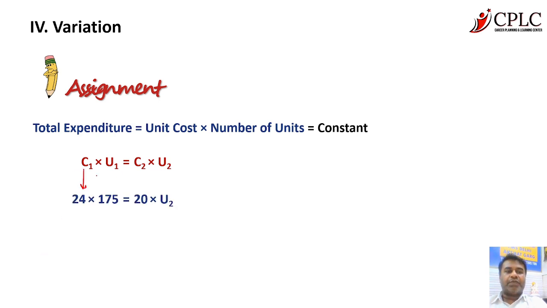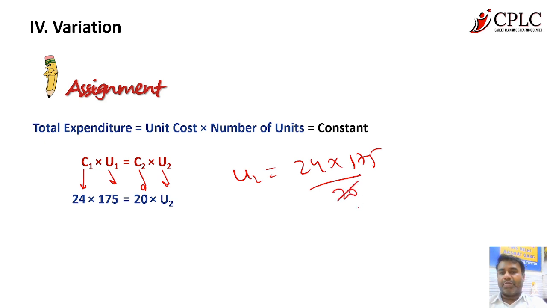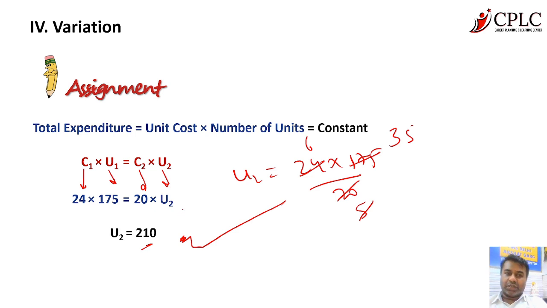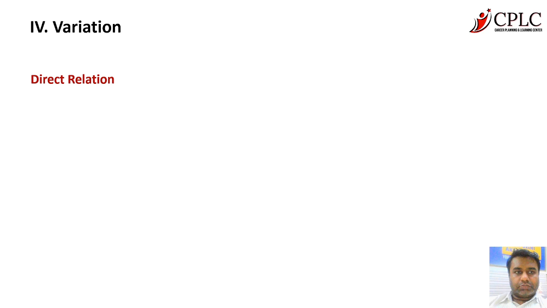Now, cost is 24, units are 175. New cost is 120, then what will be the units? So, U2 will be basically 24 into 175 divided by 20. So, if I simplify by 4, so 4 5s are 20, 4 6s are 24. If I simplify this with 5, so 5 3s are 15, remaining is 2, 25 to 5. Correct? So the answer will come out as 210. Right? So 6 into 35 is 210. So the new number of units is 200. Okay? Simple. Let's move to the next part, that is direct relation.